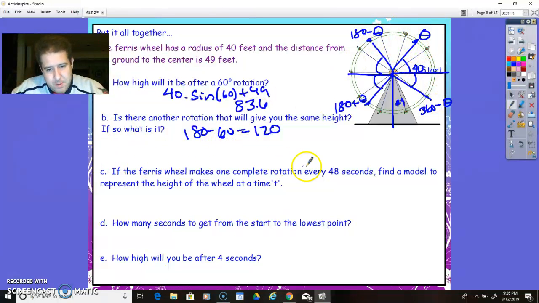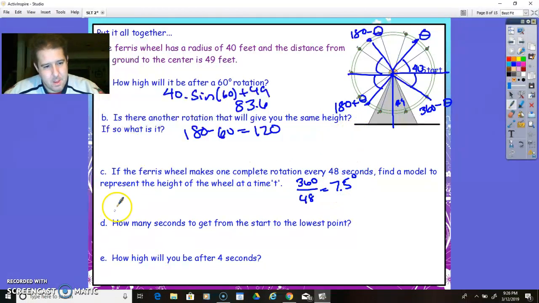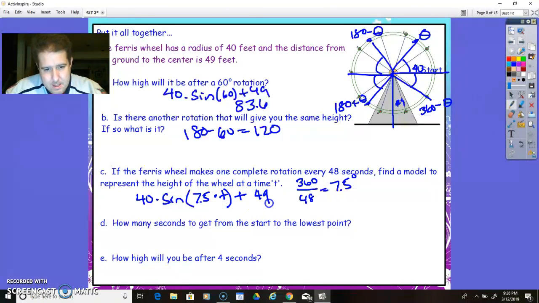If the Ferris wheel makes one complete rotation every 48 seconds, find a model that represents the height. I need to figure out the degrees per second. 360 divided by 48 gives me 7.5 degrees per second. So now it's radius times sine of degrees per second multiplied by t amount of time, plus the center height.